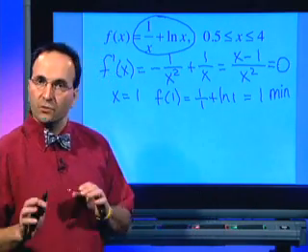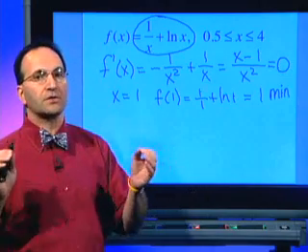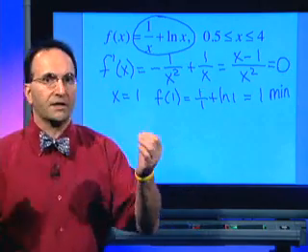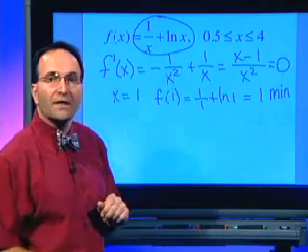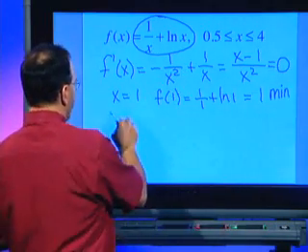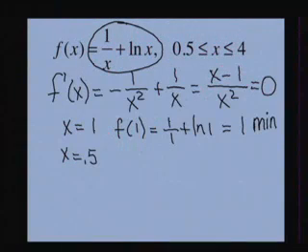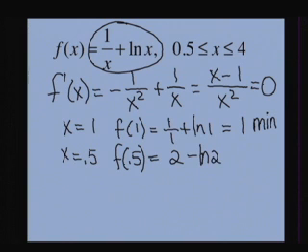Now we have to check the two endpoints, because remember, they could also be either a local max or a local min. So let's start with x equaling 1/2. And we're going to find f(0.5). And f(0.5) is going to be equal to 2 minus log of 2 once you simplify it. And that is going to be a local maximum point.